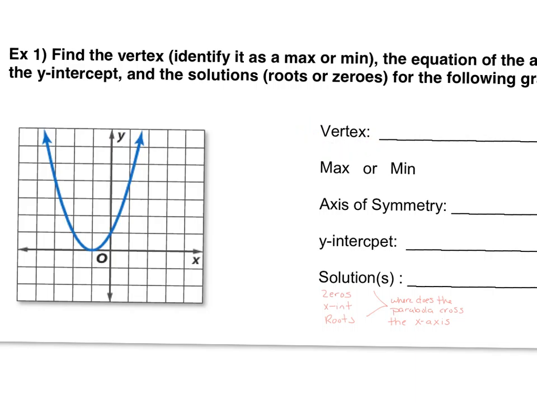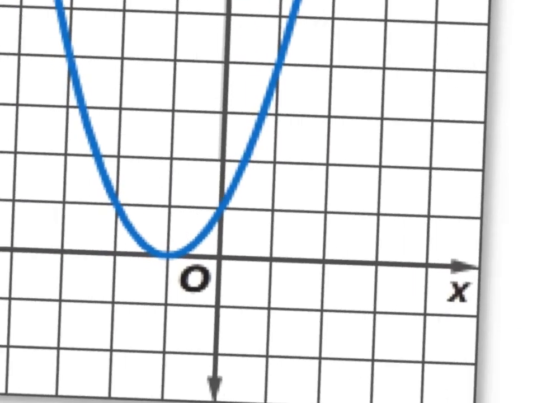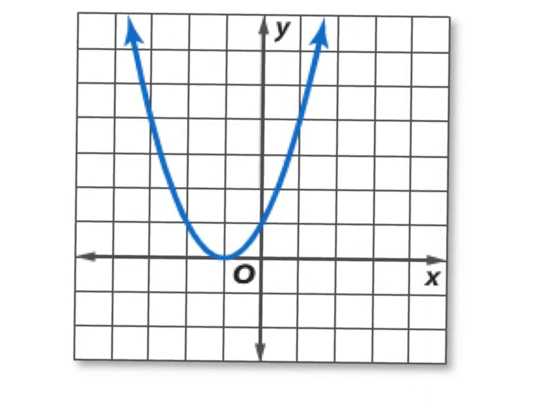All right, so the first thing that we see here is vertex. If you go back and look at your definition up above, vertex is the highest or lowest point, maximum or minimum. So when I'm looking at this, it's either going to have a high point or a low point. In this case, we have a low point right here, and this is called the vertex. Since this is opening up, you're going to have a low point or a minimum point. So the vertex, highest or lowest point.